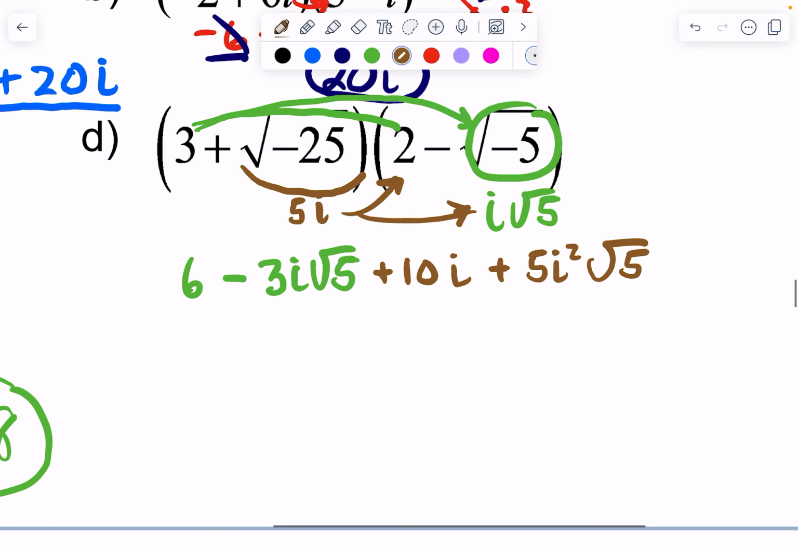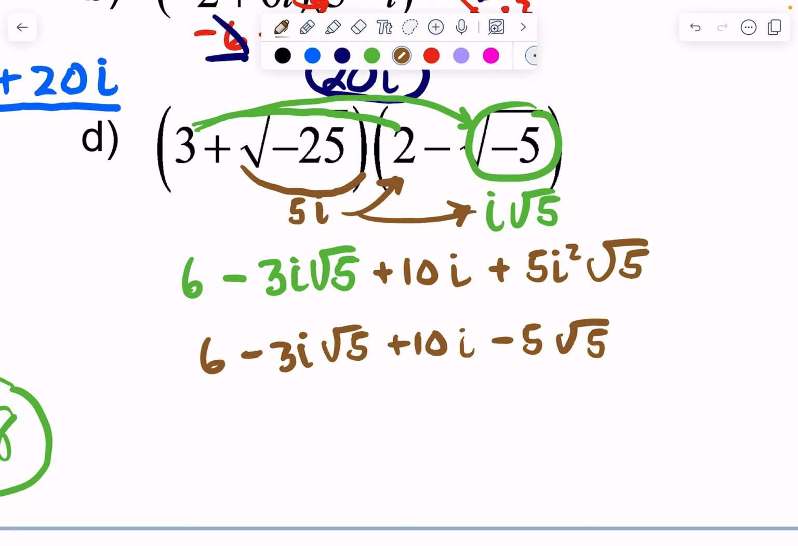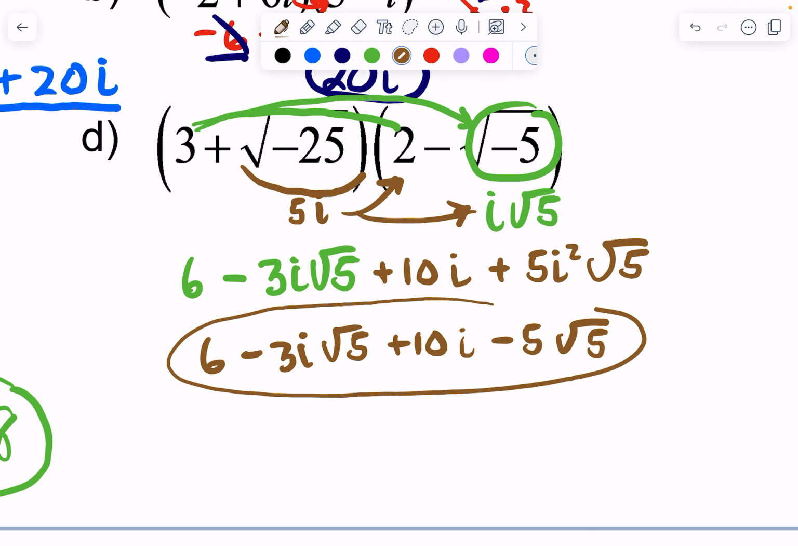So my 5i times i will be 5i squared times the square root of 5. Let's simplify this. I've got 6 minus 3i square root of 5 plus 10i minus 5 square root of 5. And that is it. I do not have any like terms. Okay, that's a great one.